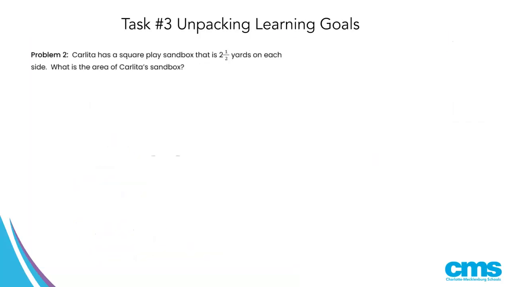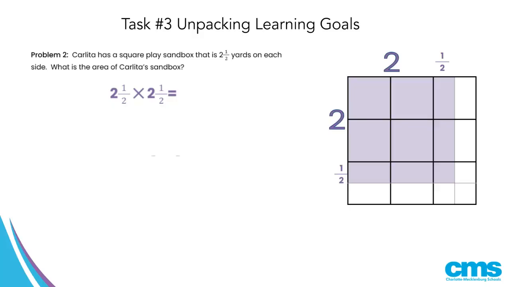Let's look at problem 2 now. This one is talking about a square that is 2 1/2 yards on each side. Since it's a square with a side length of 2 1/2 yards, that means both the length and the width are going to be 2 1/2. So we can multiply 2 1/2 by 2 1/2 to solve this problem. We can use an area model again.